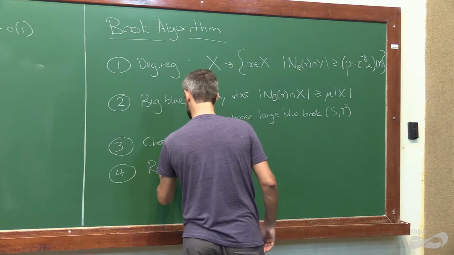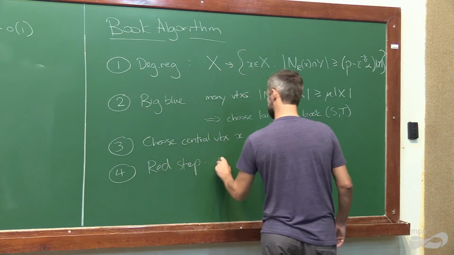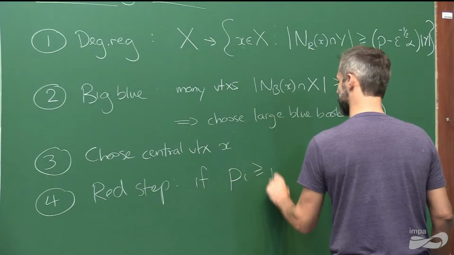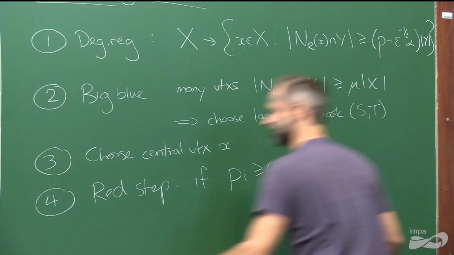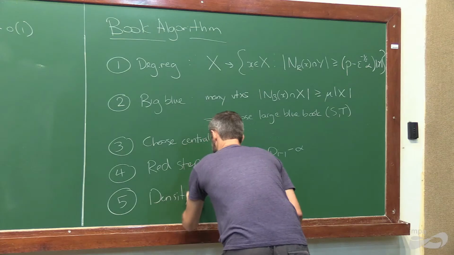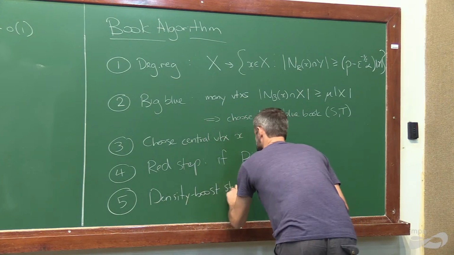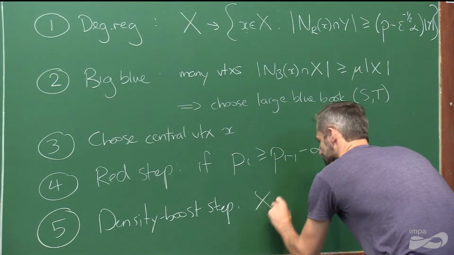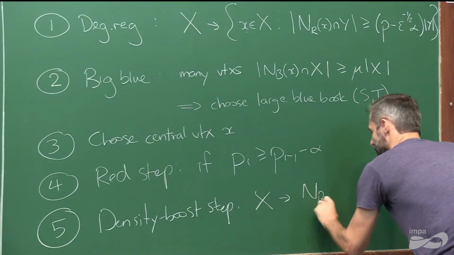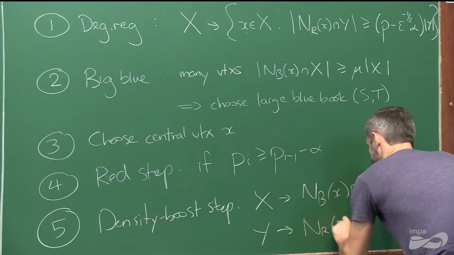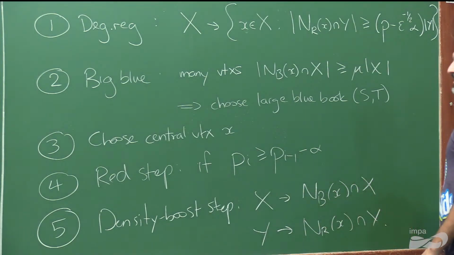4, red step, is if pi is at least pi minus 1 minus alpha. And 5, density boost step. So X goes to the blue neighborhood of x in X, and Y goes to the red neighborhood of x in Y. Okay.